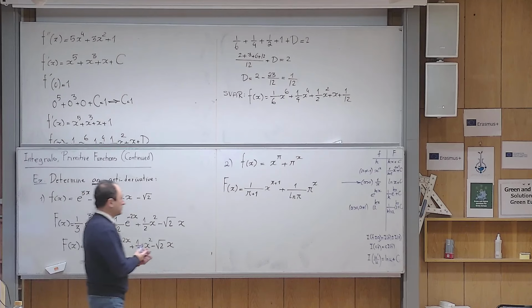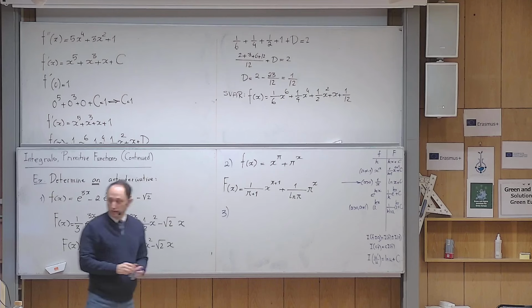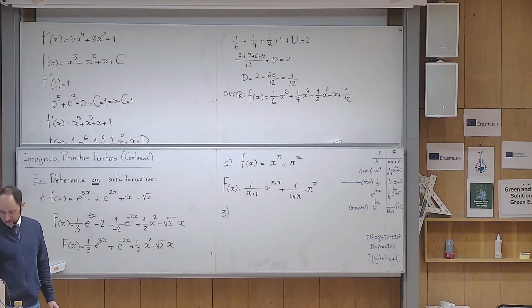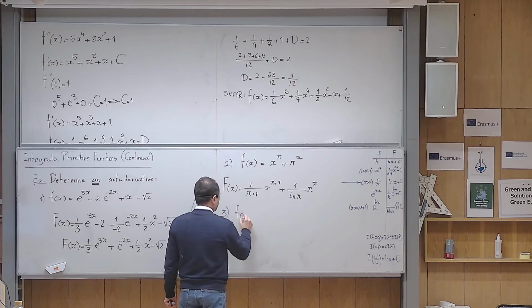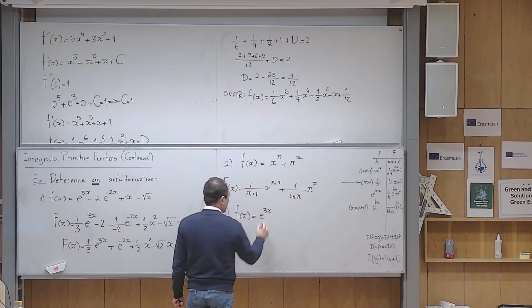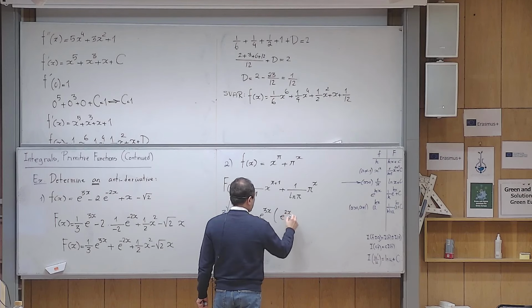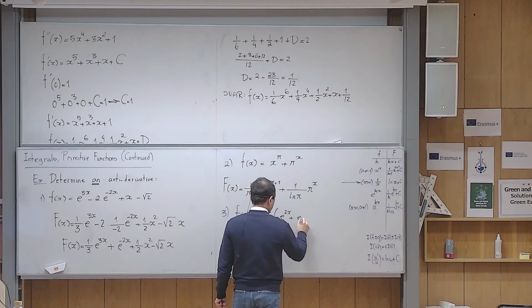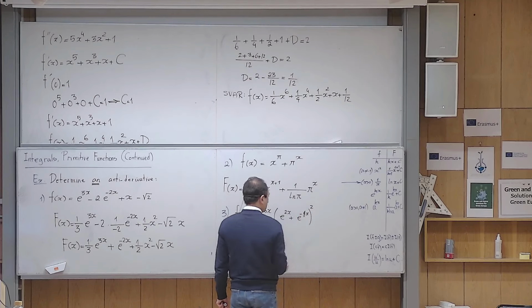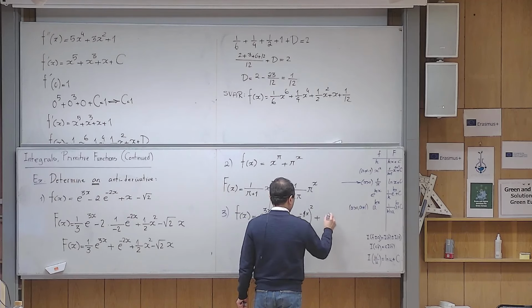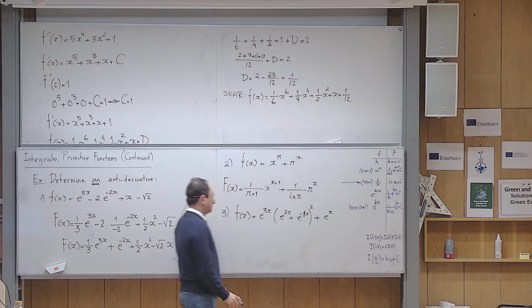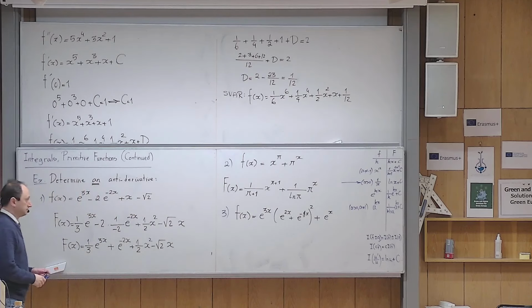Okay, number 3, I write and wait for you. So f of x equals e to the power of 3x, let me write 3x here, and then I have e to the power of 2x plus e to the power of minus 4x squared plus e to the power of x. I will wait for you a little bit.